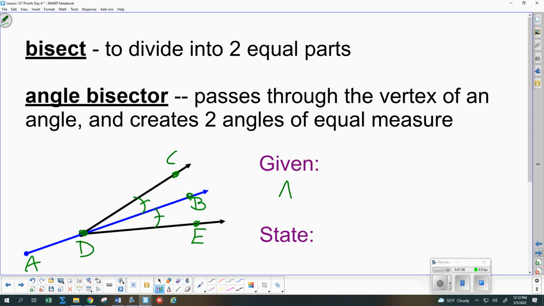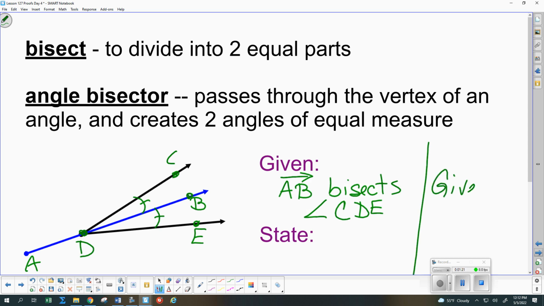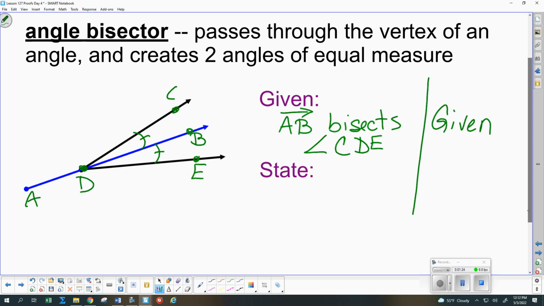Let's suppose we are given that ray AB bisects angle CDE, or you could call it angle EDC, but D has to be the middle letter, and your reason would be given. So if we have that in our proof, we are going to be able to say it means these two pieces have the same measure. So we can say angle CDB is congruent to angle EDB, and that's probably what would be my corresponding order.